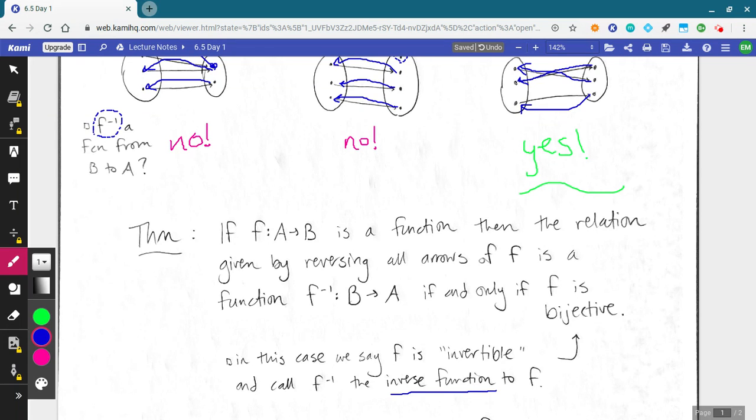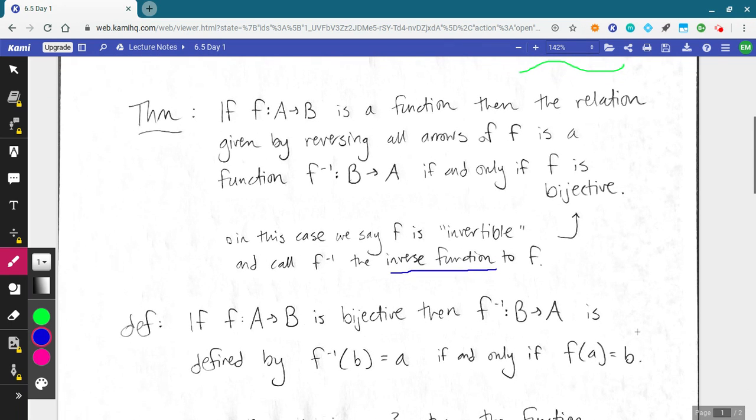All right, well, reversing the arrows, this is a very nice picture, an idea to have in mind. It's exactly the idea we want to have in mind. But to more formally and algebraically work with inverse functions, here's the definition. If f from A to B is bijective, then f inverse from B to A is the function defined by f inverse of some b equals a if and only if f of a equals b.